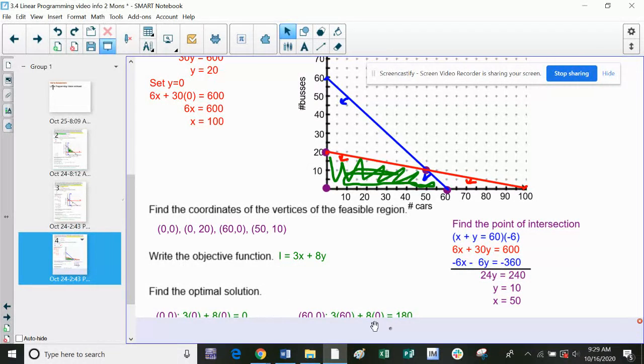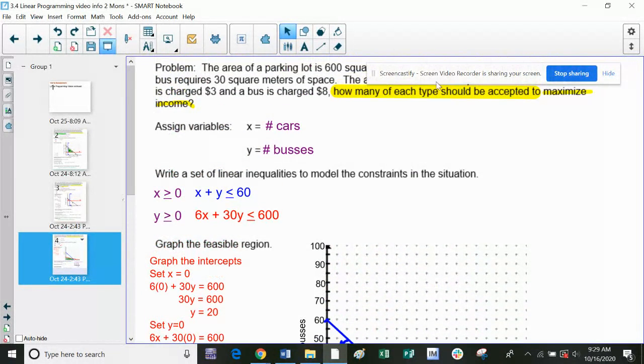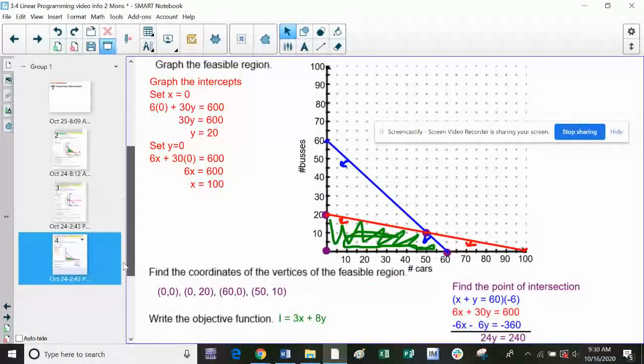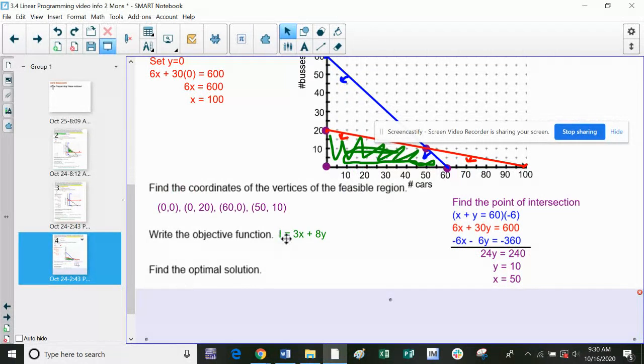Now, our objective function. What was our objective? Let's go take a look. Why are we doing this problem? Well, we're trying to maximize income. So let's take a look at income. A car gets charged $3. So 3 times however many cars he takes in is how much money he'll get from cars. A bus is charged $8. So 8 times however many buses he takes in is how much money he'll get from buses. So here's our objective function. Income is going to be 3 times x plus 8 times y.